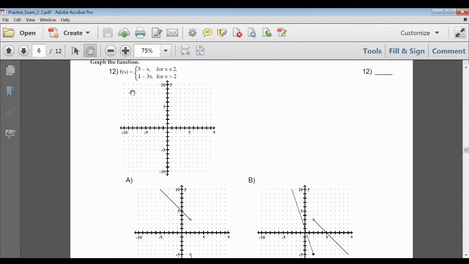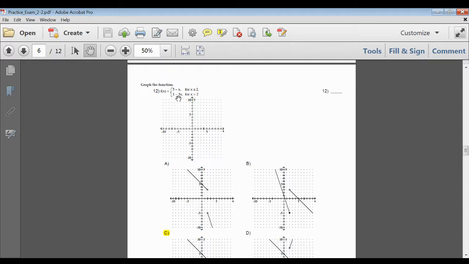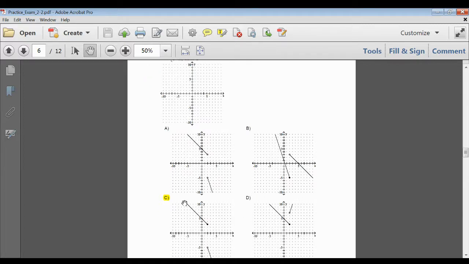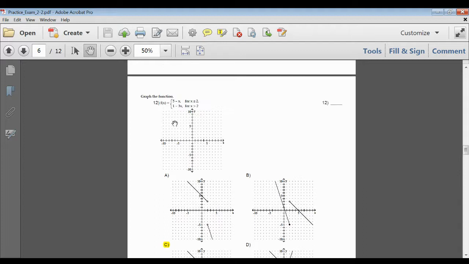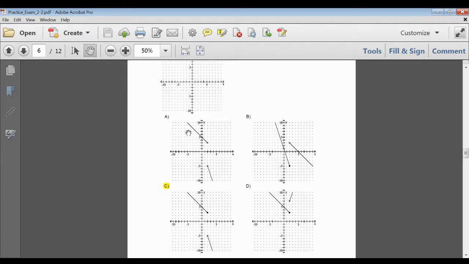I want to make this a little smaller so I can see all of it. First thing I'm seeing, if I rewrite this as -x plus 5, I know I've got a line that's going downhill. Now, this all happens when x values are less than 2, so I'm looking at this portion here. Well, the y-intercept is positive 5. This one looks like y equals negative 1. So B's out of the question. So A is in the running, C is in the running, and D is in the running.